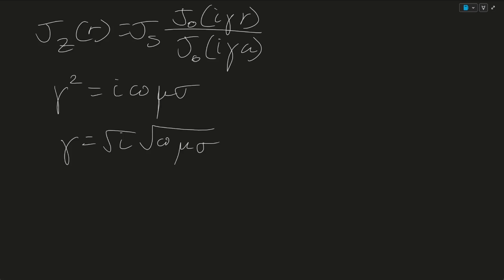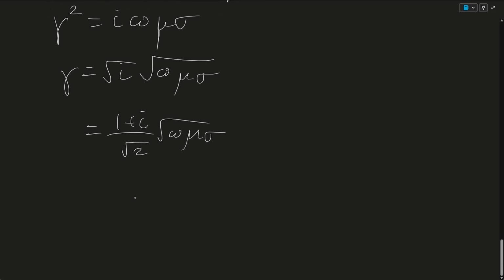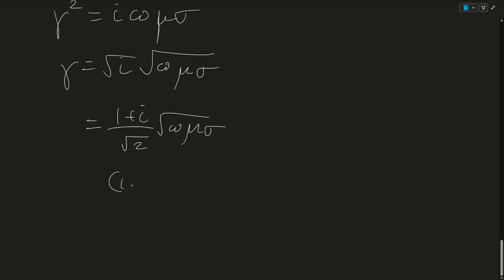But I'll leave it fixed. So then this is 1 plus i over root 2 root omega mu sigma, which is 1 plus i. Yeah, this is why, because then we can bring it all in the bracket. Mu sigma over 2.